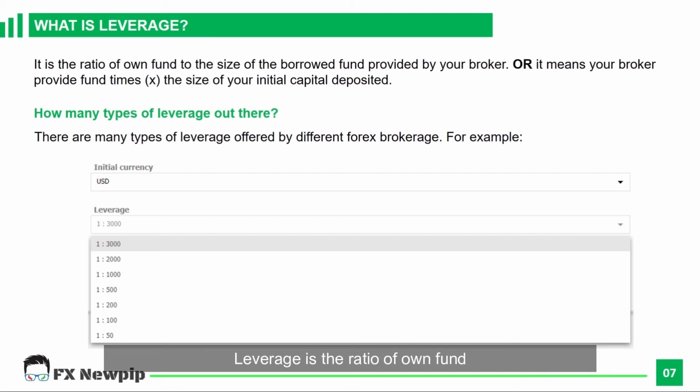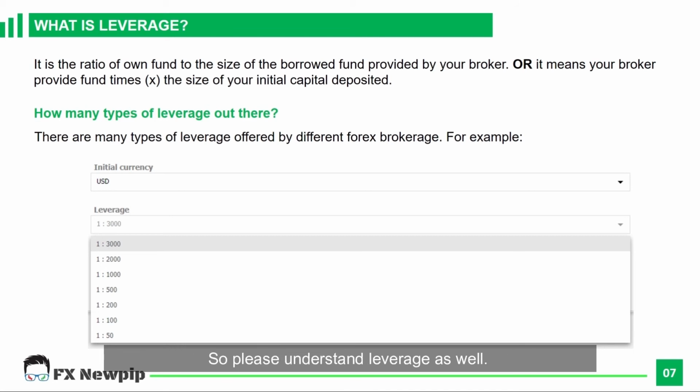Leverage is the ratio of own fund to the size of the borrowed fund provided by your broker. It does not mean that your broker lends you that fund and you will need to pay it back. Just imagine when you deposit $100 and the broker lends you another $1,000. But that $1,000 leverage, you cannot withdraw it except use it for your trading only. Many misunderstood that we need to pay back our broker that leverage. Nope, you don't have to, but leverage can be either an advantage or disadvantage to your trading.